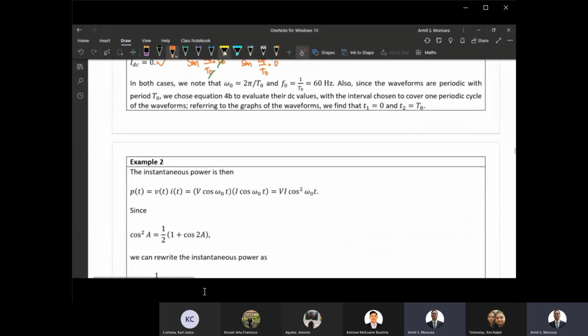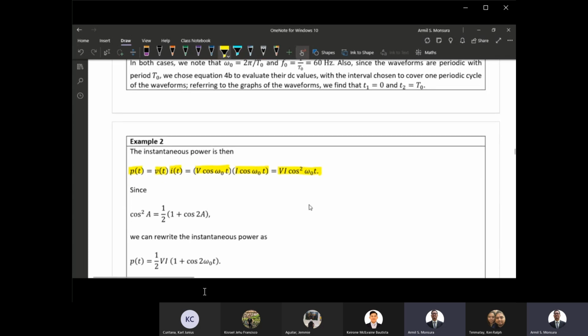Okay. Now, let us look at the instantaneous power. Okay. So if V and I are given as this one and this one, then the instantaneous power is their product. Okay. So now, let's rewrite this waveform. Kasi naka-square yung ating trigonometric ratio or trigonometric function. So we're not really familiar with that. So what we do is we rewrite it with a trigonometric function na hindi naka-square.